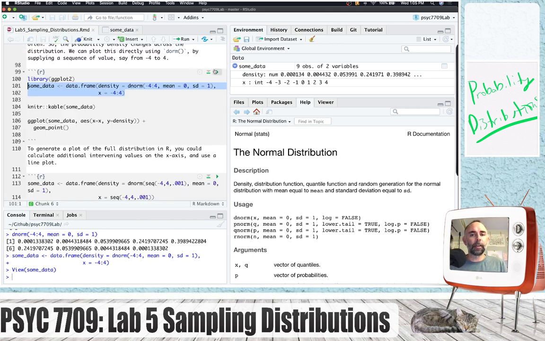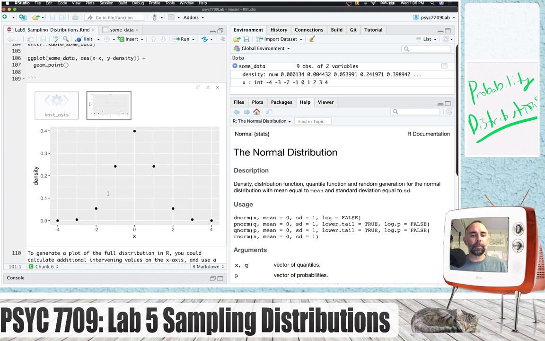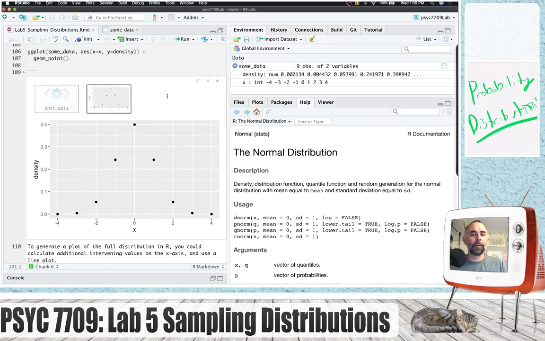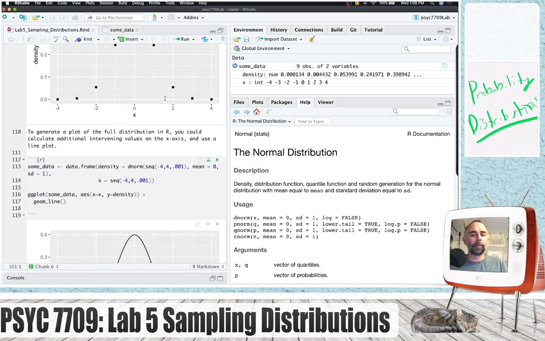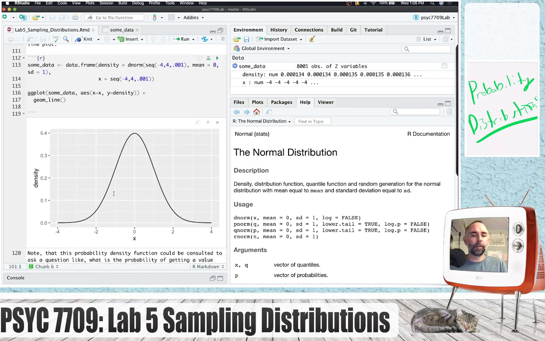We could look at that just like this. We can see that the probability density kind of goes like this, but we've only asked for a few different values. If we ask for lots of values between negative 4 and 4 and plot a line, we could see that the distribution looks like this. Great. So this is one way that you can plot the actual probability distribution in R, and this would stand for all the other different distribution formulas.